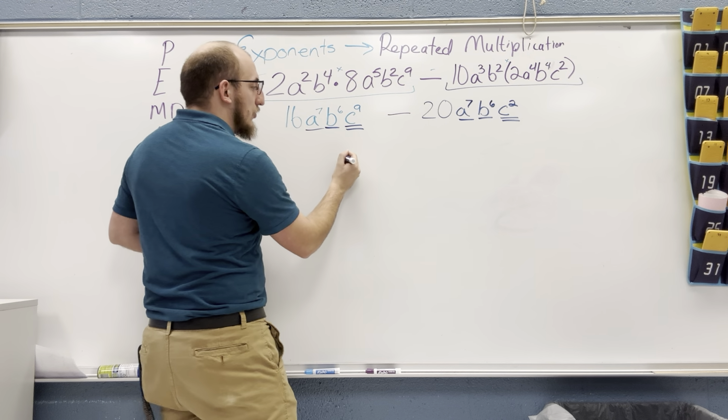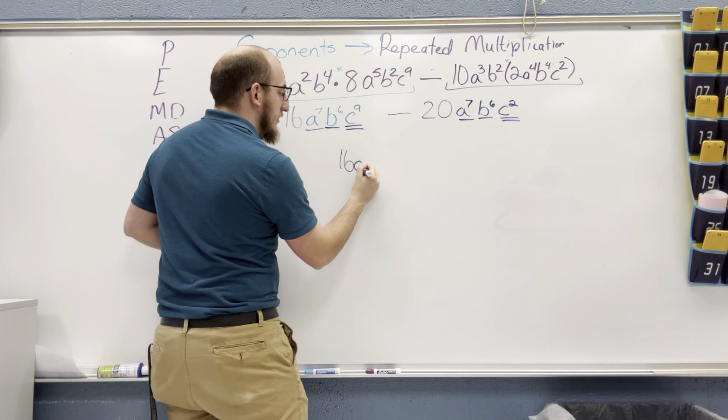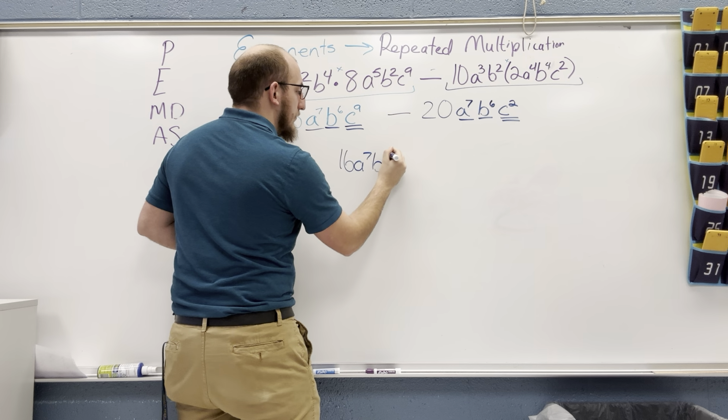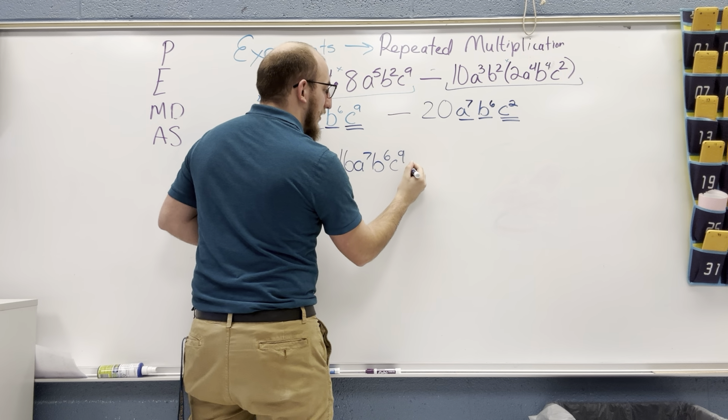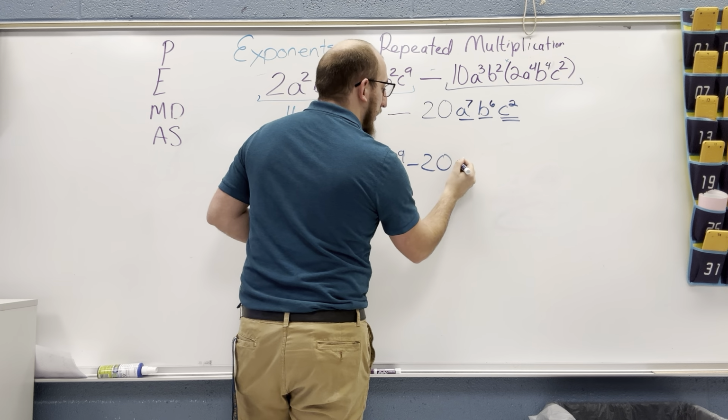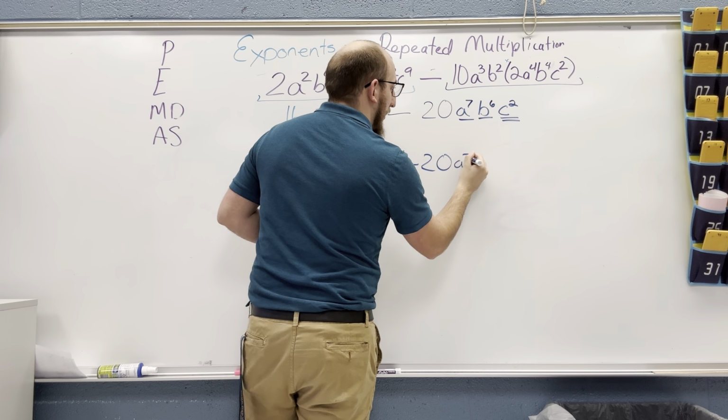So your final answer will be 16, A to the 7, B to the 6, C to the 9, minus 20, A to the 7, B to the 6, C to the 2. And that's your final answer.